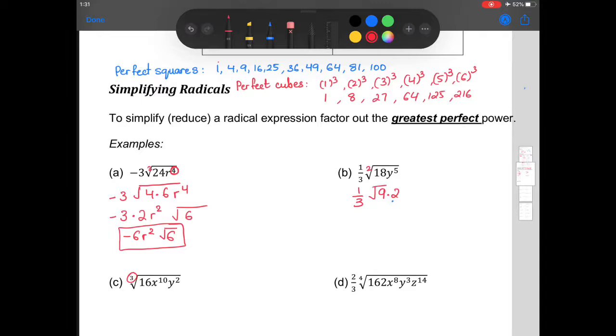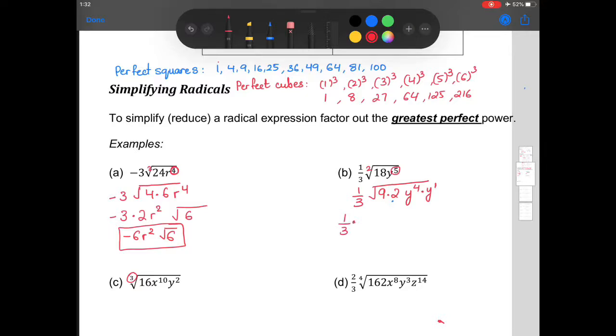So 9 times what gives you 18? 9 times 2, right? And now look at this. This power is 5. Does 2 go into 5? No. So what is the number that 2 goes into? Can I break it down into 4 times y to the first? Right? And now whatever are our perfect squares, we're going to pull them out.